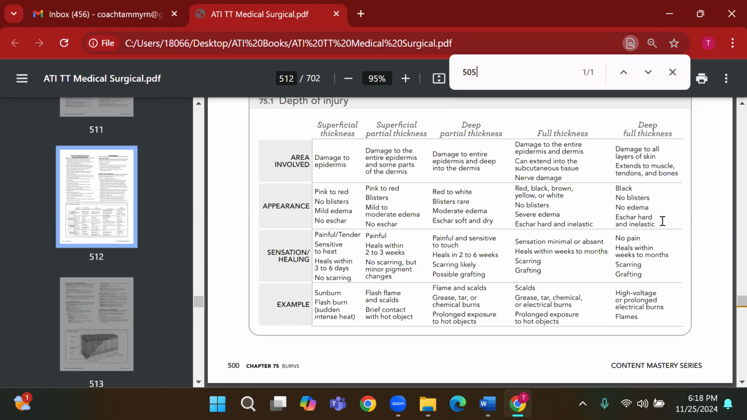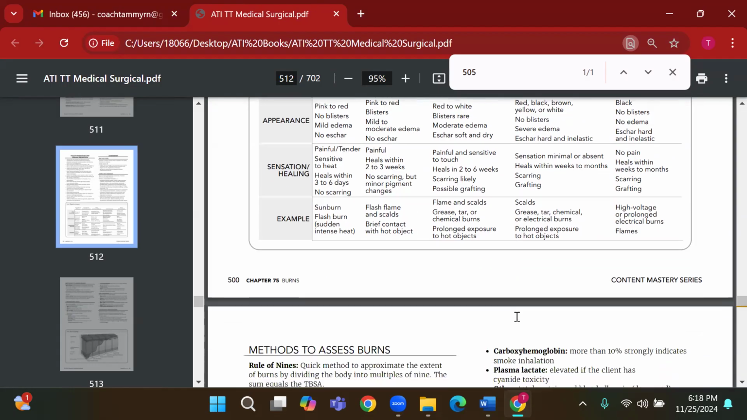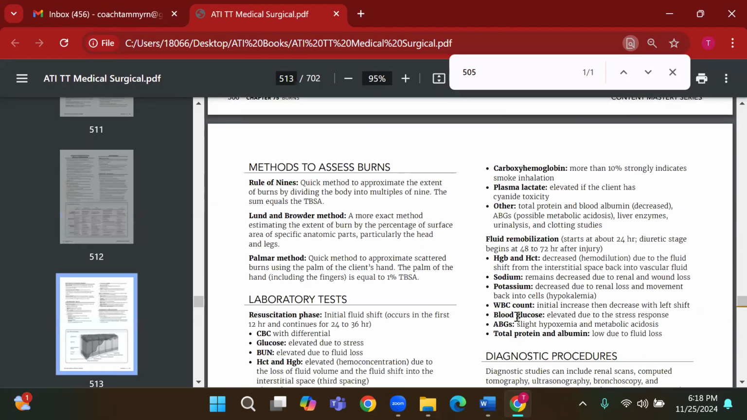So one of the things they really like to ask is what kind of burn has no pain, really? This one has no pain because there's no nerves left in the tissue at all to hurt. And so it heals within most weeks. So I would say this will be kind of an important thing. You may even see practice test questions on it, and we may even get one here in a minute.